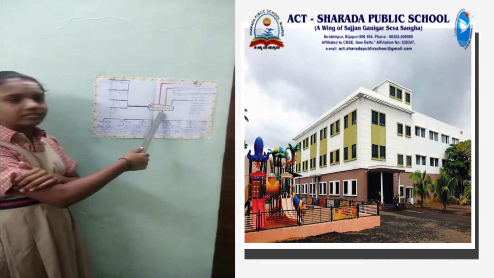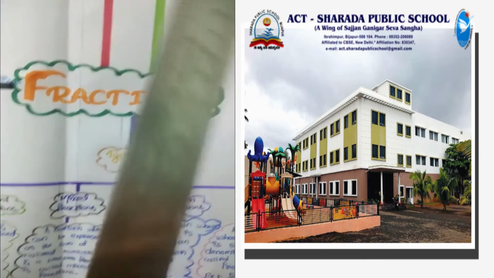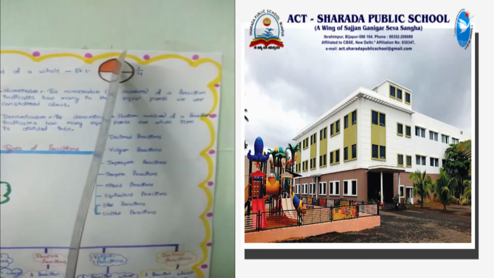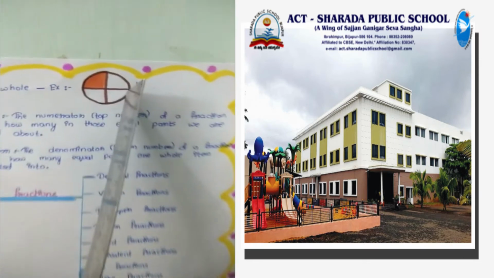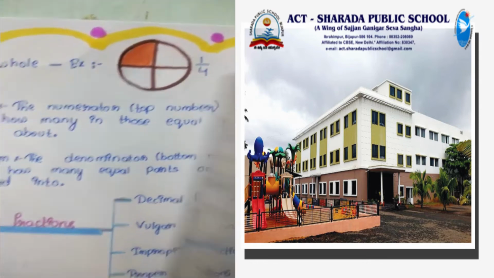Today's topic is fractions. A fraction is a part of a whole. For example, here is a circle which has been divided into 4 equal parts and one part has been colored. So the fraction is 1 by 4.